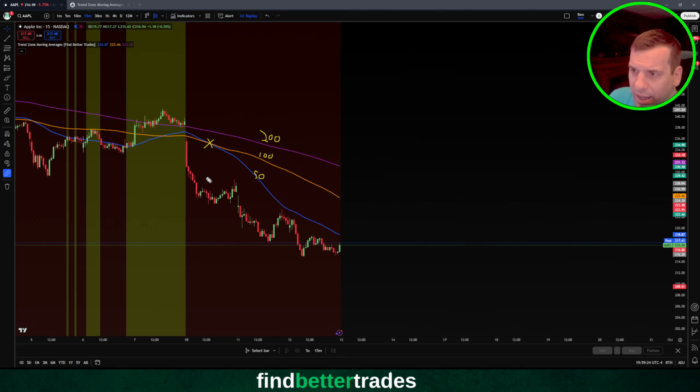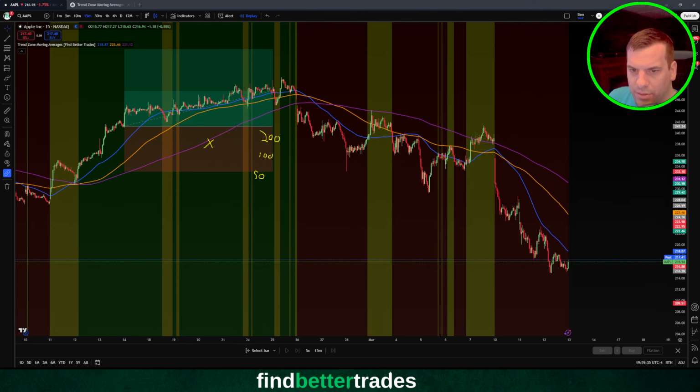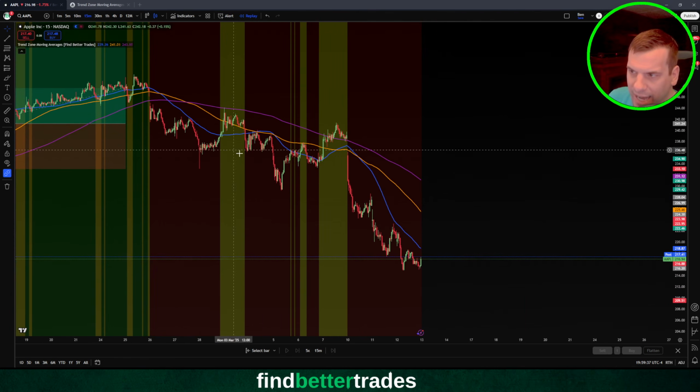So this technically would have been, actually, no, we need to have a pullback. So did it pull back after? I mean, this hasn't really been. Let's go back in time here. So it has been a downtrend. It actually has been downtrending. And again, this is a lower time frame. I personally like this on the higher time frames, but this is for example's sake.